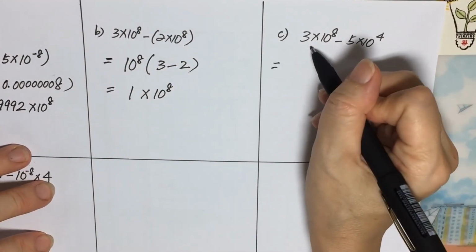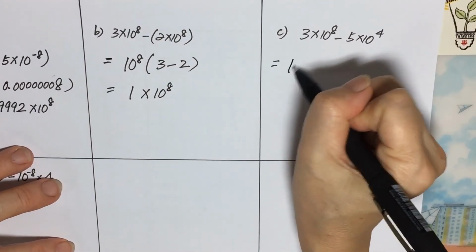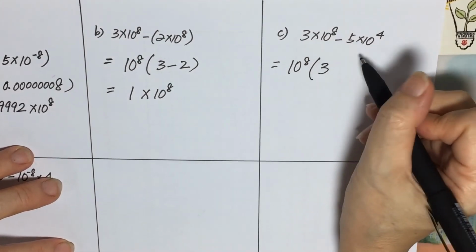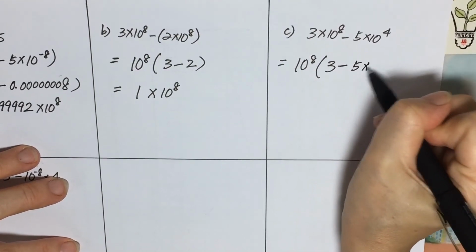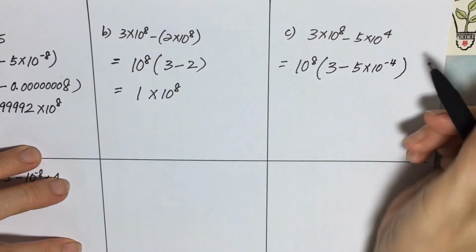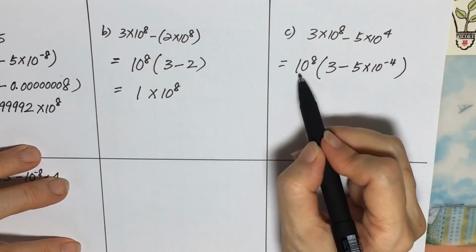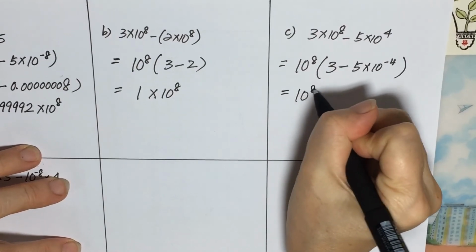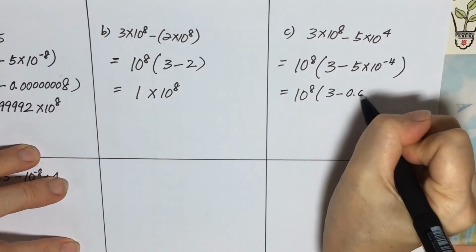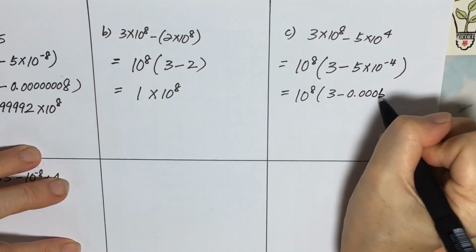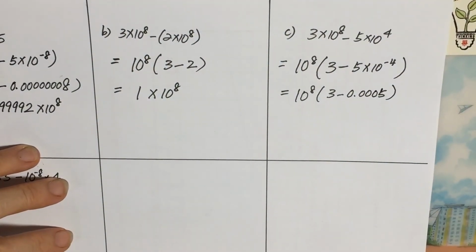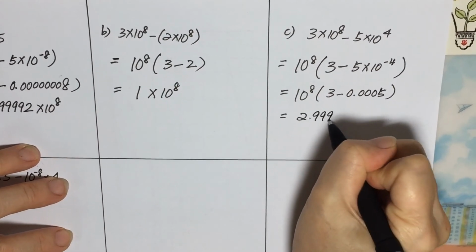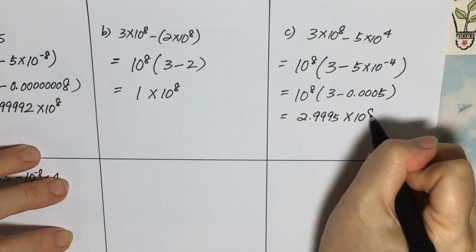Now next one, a big number and a not so big number. So we'll take 10 to the power of 8 as the common factor. So I have 3 as the first number. For the second number, I will put 5 times 10 to the power of negative 4. Why 10 to the power of negative 4? Because 10 to the power of negative 4 times 10 to the power of 8 will give you 10 to the power of 4. So this is 10 to the power of 8, 3 minus 0.0005, which gives 2.9995 times 10 to the power of 8.